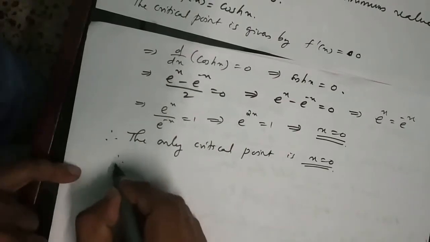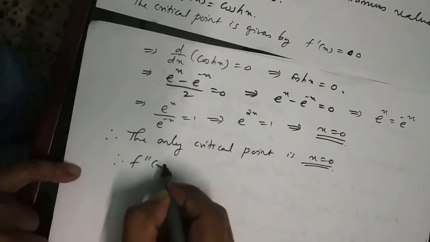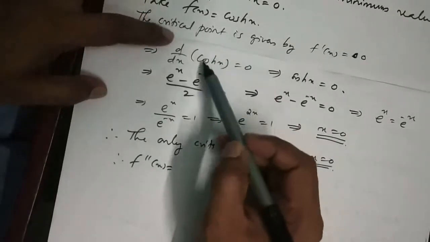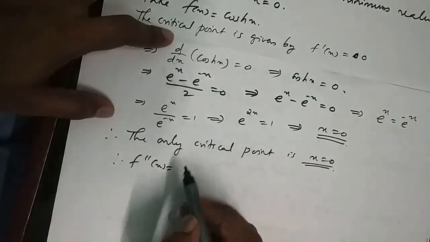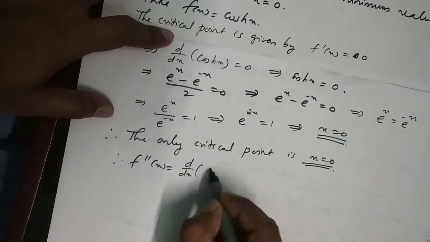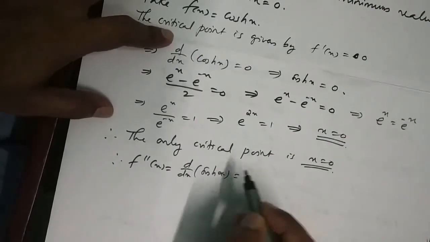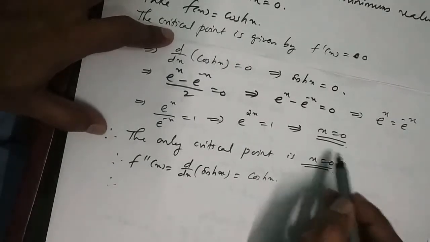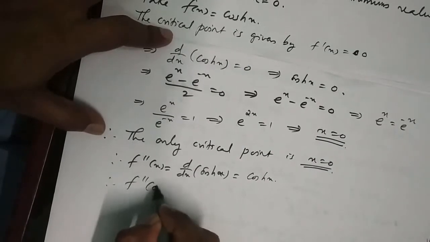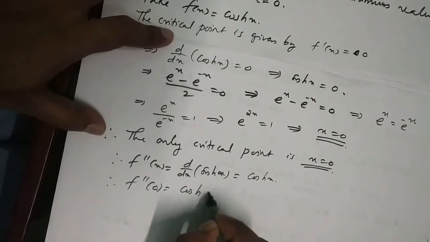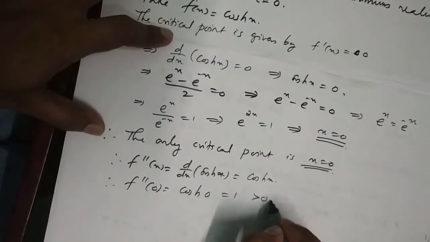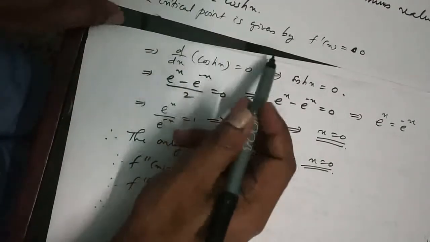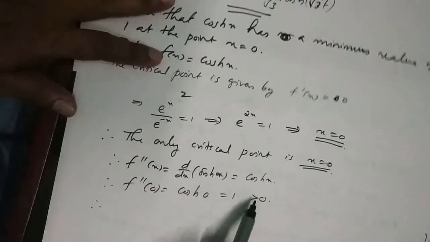So now f double dash of x is equal to what? f dash of x equal to sinh x. So f double dash of x equal to d by dx of sinh x, which is nothing but cosh x. Now the critical point is x equals 0. Therefore f double dash of 0 is equal to cosh 0, which is equal to 1, which is greater than 0. Therefore at the point x equals 0, f dash of x equals 0 and f double dash of x is greater than 0.